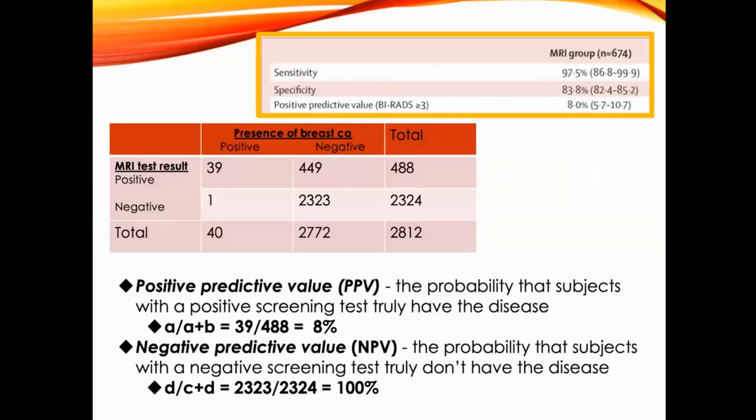And you can see that what the authors calculated as a positive predictive value of 8% is exactly what we calculated. It's pretty neat that we can use their data and do these calculations and come to the same conclusions that they come to.